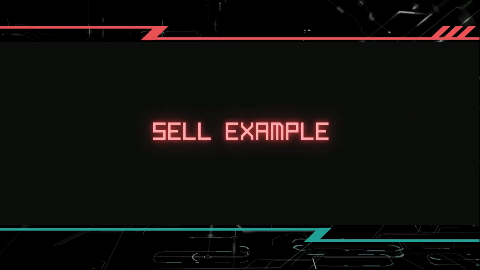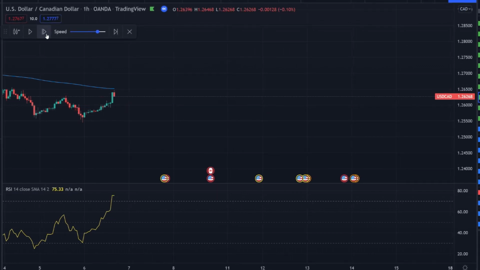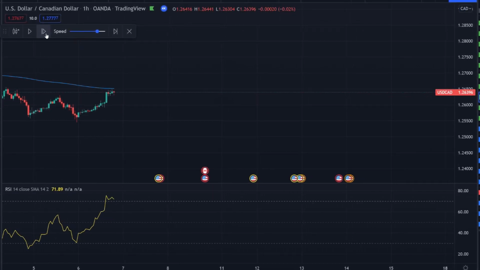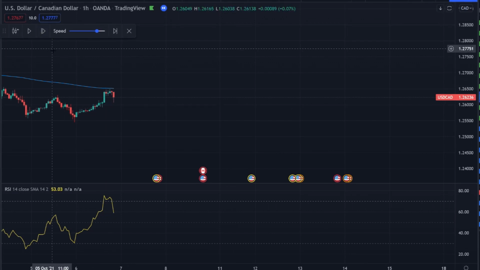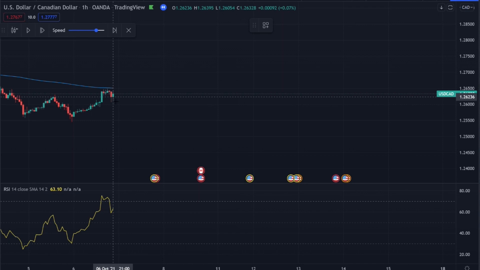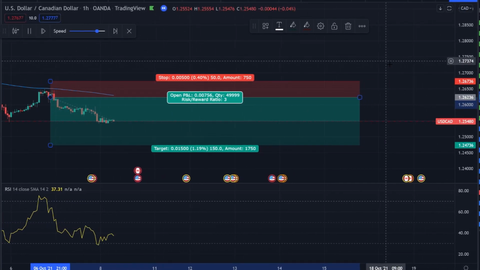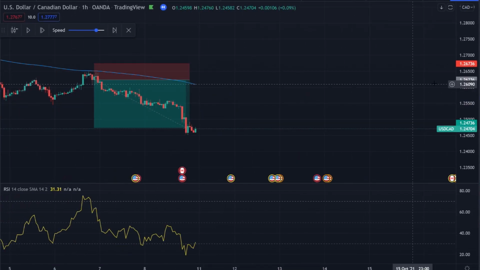Next, for a sell signal, first the price is below the 200 EMA. Second, the RSI value exits the overbought area. We will enter trade here. Similarly, I will set a 50 pips stop loss, with a 1:3 risk to reward ratio. And this is a winner.